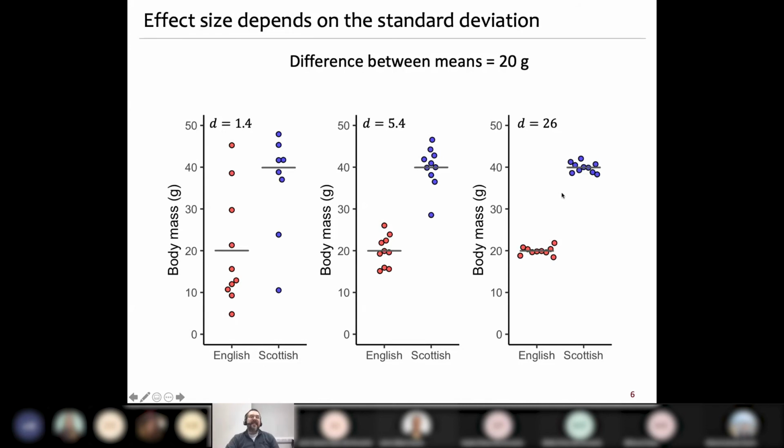However, the standard deviation in each sample is different. We start with a very large spread of data and end up with data which is very concentrated around the mean. As you can see, the Cohen's d, the effect size, is smallest here, 1.4, and then goes up to 5.4 and eventually 26 in this case. The effect size depends on standard deviation.